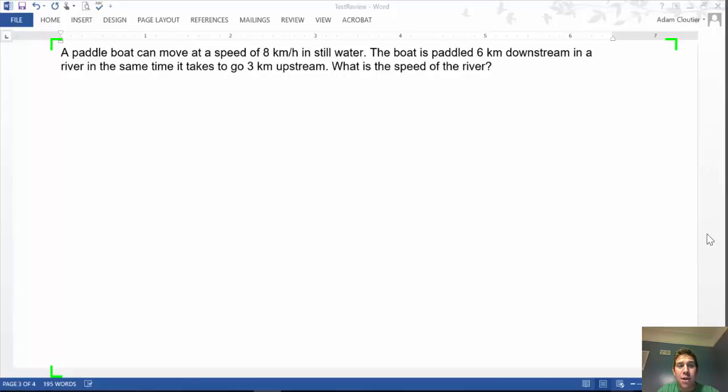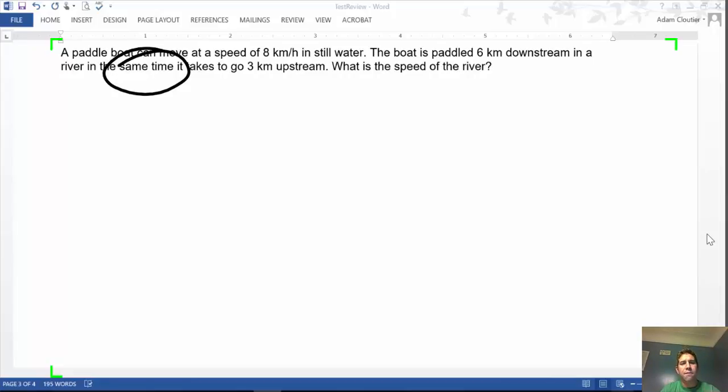A paddle boat can move at a speed of 8 kilometers per hour in still water. So this boat is basically going to go downstream 6 kilometers. It's going to go upstream 3 kilometers. Both will take the same amount of time. That's a key, so same time. And I want to know what's the speed of the river.